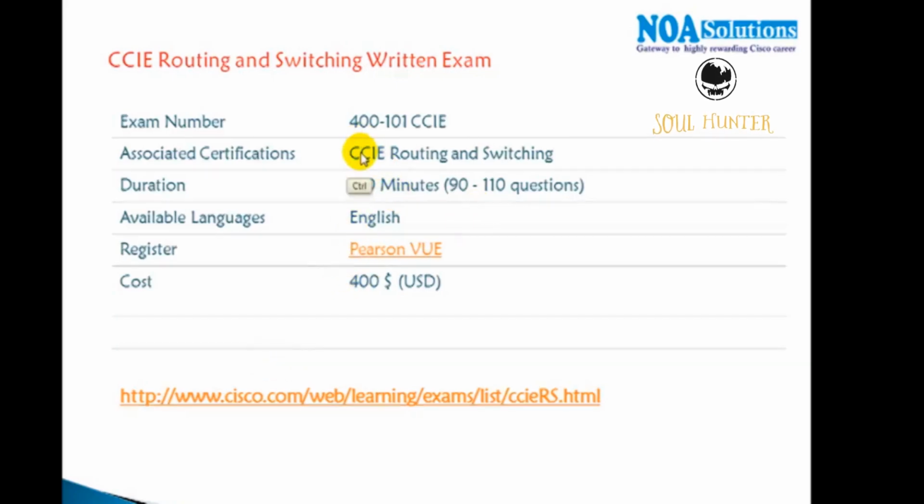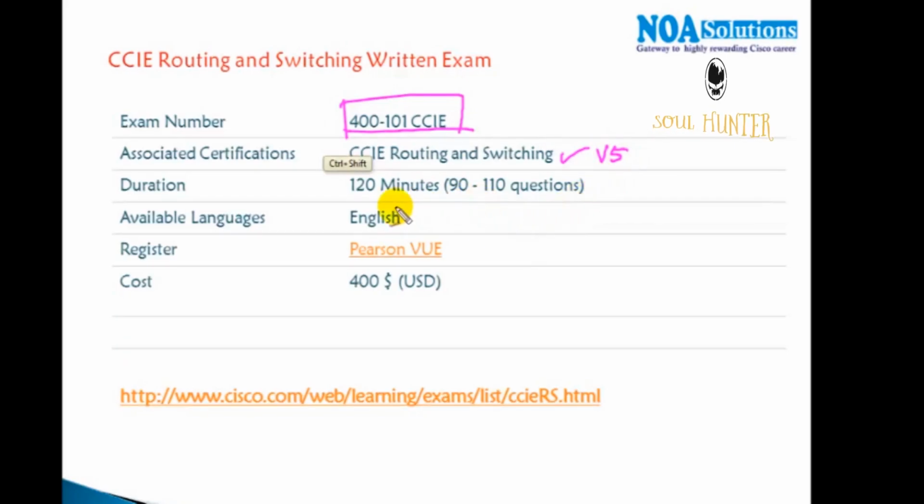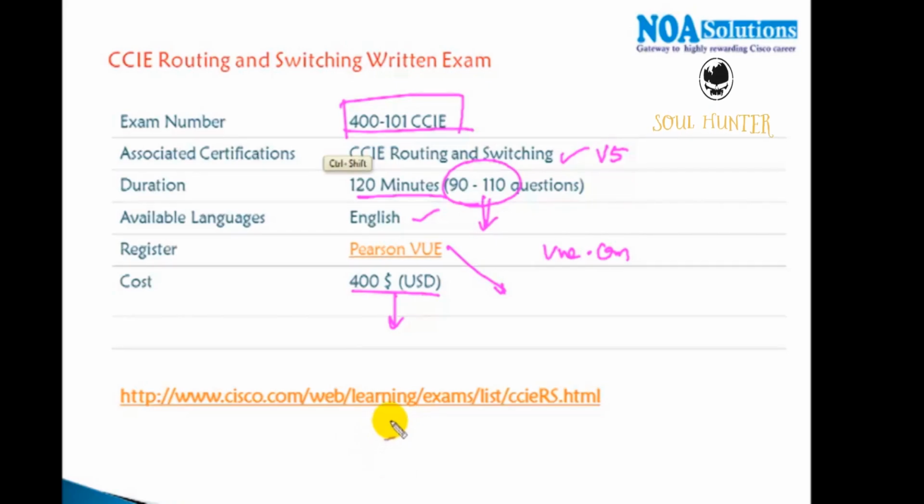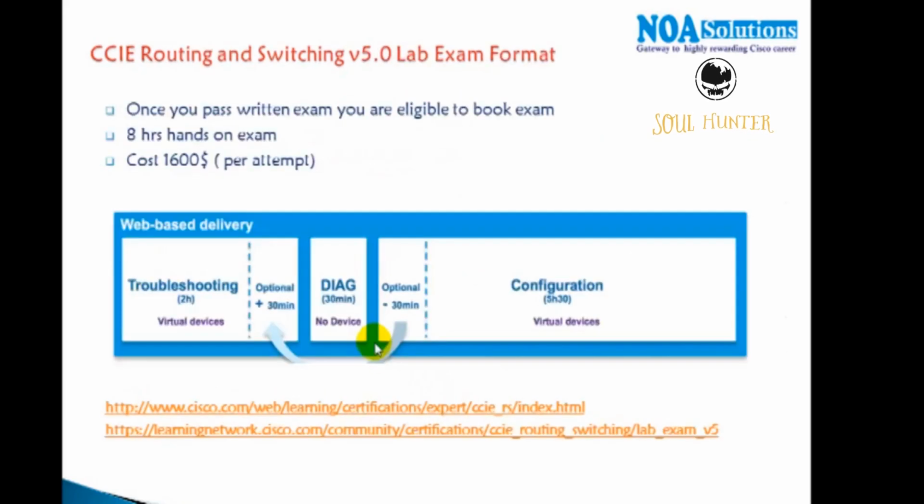The current code for the CCIE written exam is 400-101, and it's the CCIE Routing Switching version 5 written exam. The duration of this examination is 120 minutes, with somewhere around 90 to 110 questions. It's available in English, and you can register at any authorized Pearson VUE testing center. You can visit the VUE website and locate the nearest center to register for these exams. As of now, the price for this examination is $400 US. If you want more information, you can go to this link, where you'll find more detailed information about these examinations.